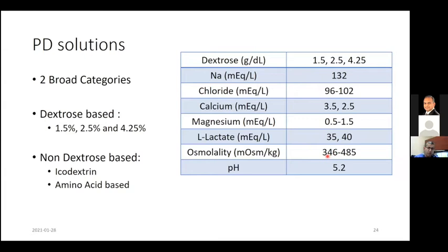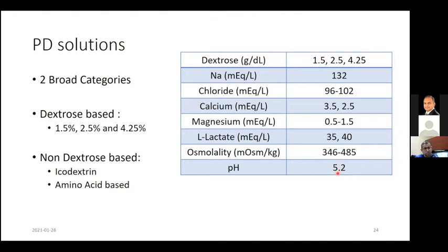The other important aspect to understand is that the pH is really bad. It's 5.2, it's acidic. That's why when patients get this fluid inside their belly, it stings them. Someone will tolerate it, someone may not tolerate it. And that's why when you put the fluid inside and they say that I'm having pain, that is infusion pain because of the pH, okay?